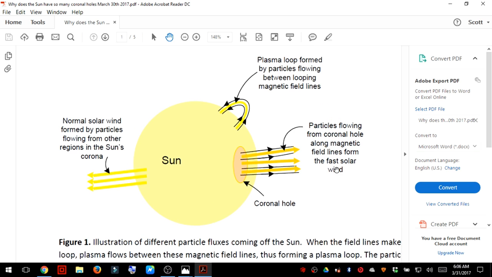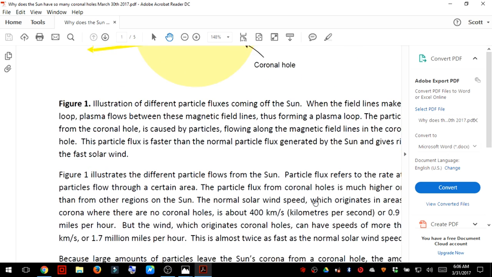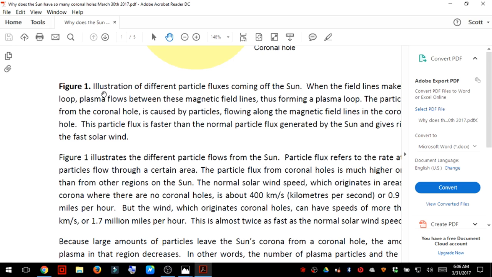Now this is just showing you the rendition of the sun and normal solar winds formed by particles flowing from other regions in the sun's corona. Now basically what happens, the sun is interacting with another object. Therefore, these large coronal holes will start to open up. We're going to go ahead and move down here a little further. It states that Figure 1 is an illustration of different particle fluxes coming off of the sun.